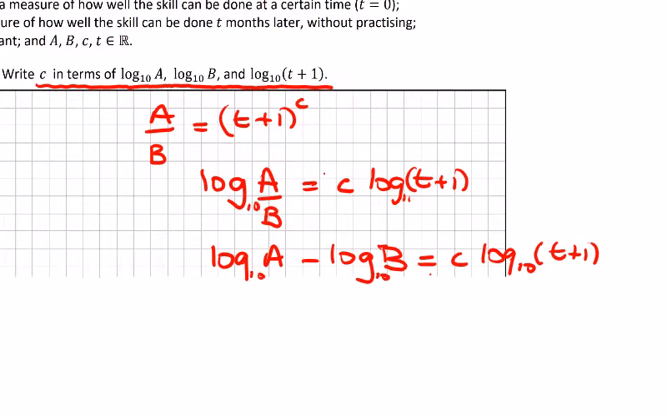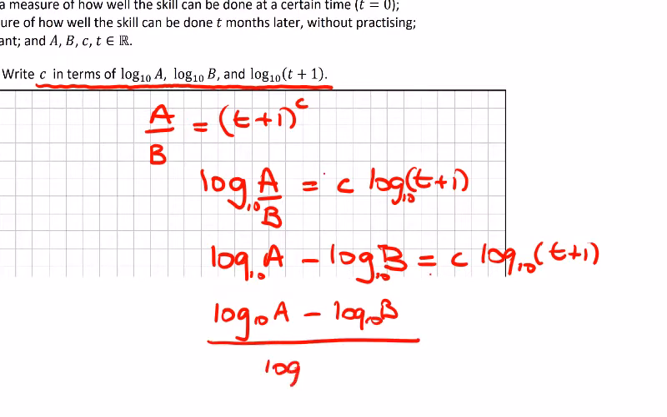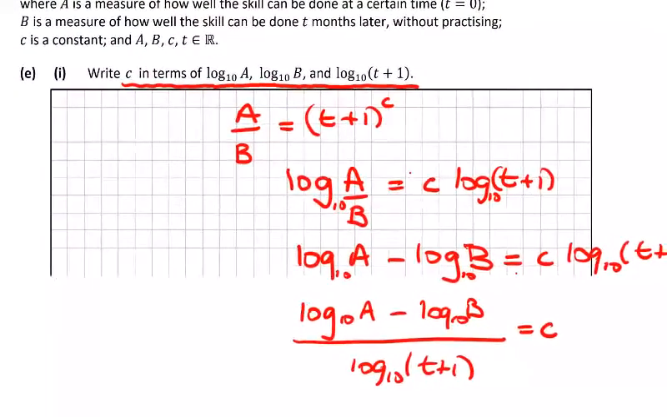Base 10, base 10. And then if I want C on its own, I have to divide the left hand side by the log of (t + 1) to the base 10. Log A minus log B over log (t + 1) should be equal to C here. That's part E, part 1.